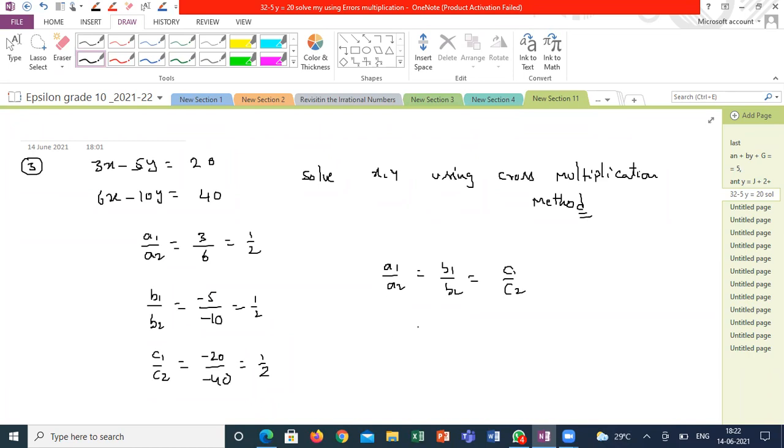So my conclusion is the given pair of linear equations has infinitely many solutions. Graphically, it represents the same line. A line is overlapping on another line. Both the equations represent the same line. Got it, guys? Shall I move to the next question?